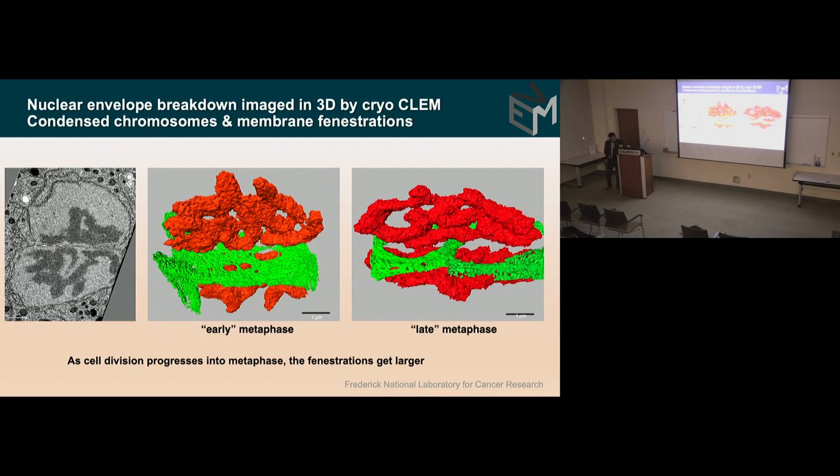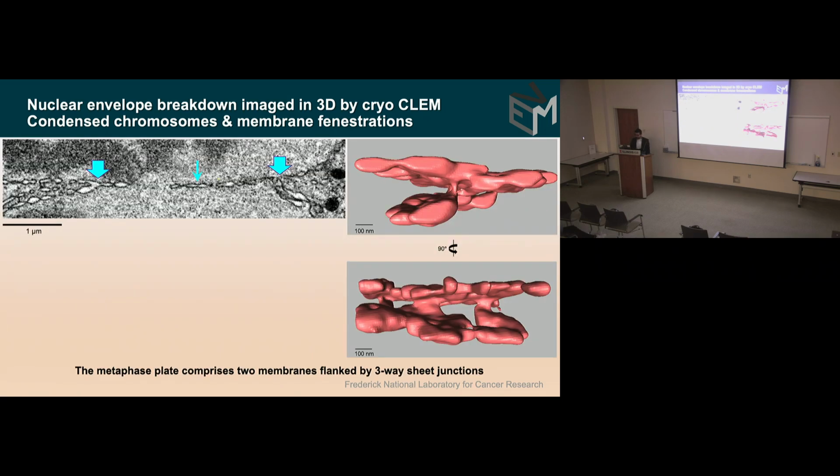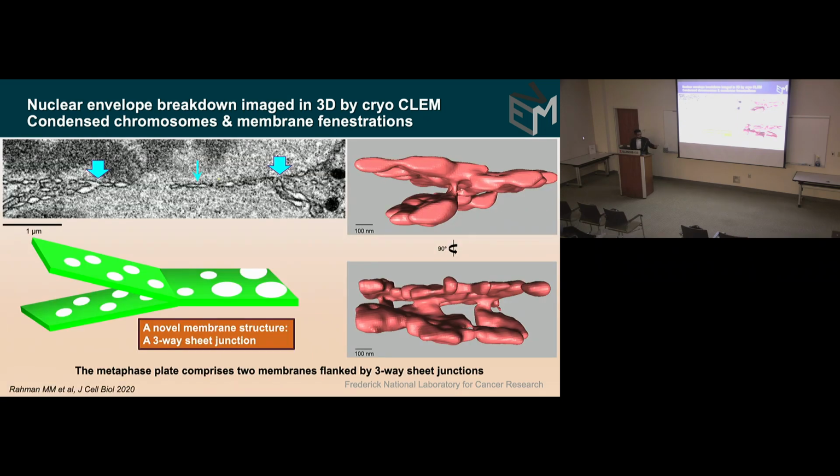And because you can do this at different stages, because now you have the spatial and the temporal control, you can see that earlier in the process, the fenestrations are multiple but small, and then they grow to be larger later in metaphase. And this is a little different from what was hypothesized. The hypothesis previously in the field was that there was just one small nuclear pore that would just go larger and larger, which was certainly a valid hypothesis, but what we found is that you actually get multiple small fenestrations in the nuclear membrane, which then grow larger. This is a novel three-way sheet membrane that we showed.